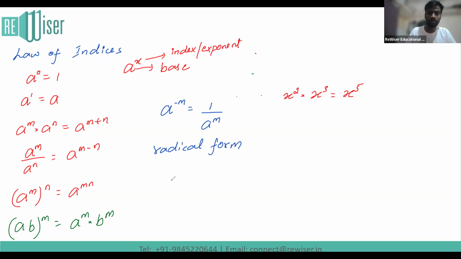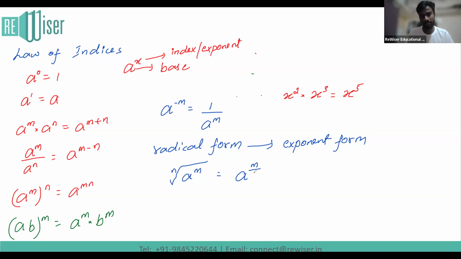The radical form is whenever we have the nth root of a power m. Whenever you have anything in the form of nth root of a power m, we can't really simplify it. So we have to convert it into an exponent form in order to simplify it. The exponent form of this one would look something like a to the power of m over n.